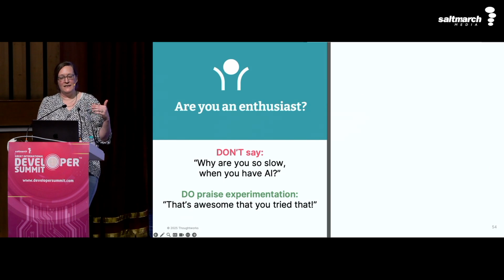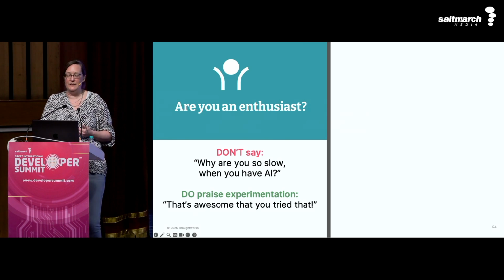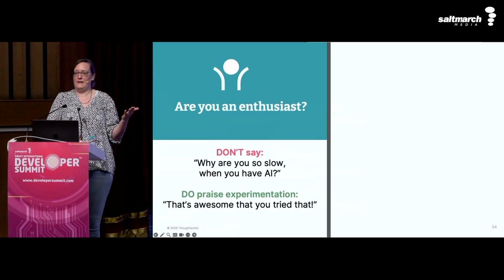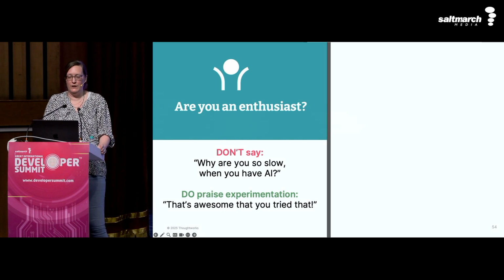So if you're an enthusiast, don't say to somebody, why are you so slow when you have AI? And on the other hand, do praise experimentation, right? Say, oh, that's awesome that you tried that, especially with people that you usually see as skeptics. Because we also have to experiment, because we can't just open the hood of this car and look at the engine and know exactly what's going to happen. It's non-deterministic. Sometimes I look at it and I'm like, I cannot believe that it could figure this out, and other days it's just so dumb, in unexpected ways. So we have to experiment because we don't know, right?